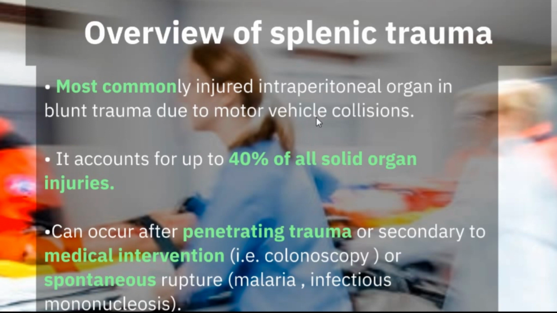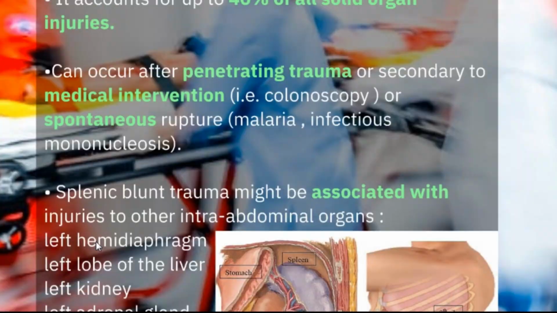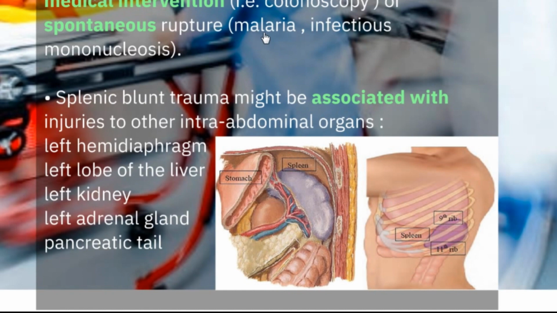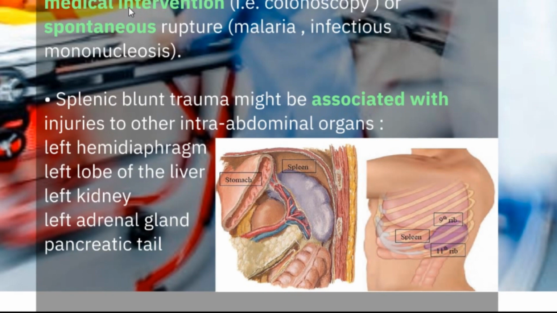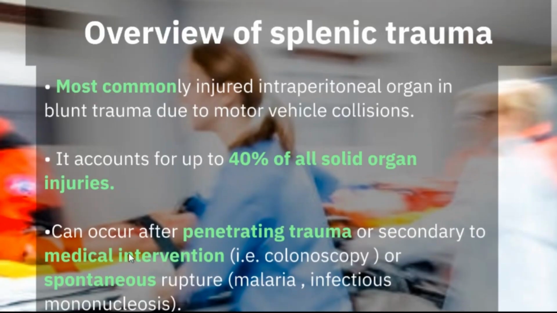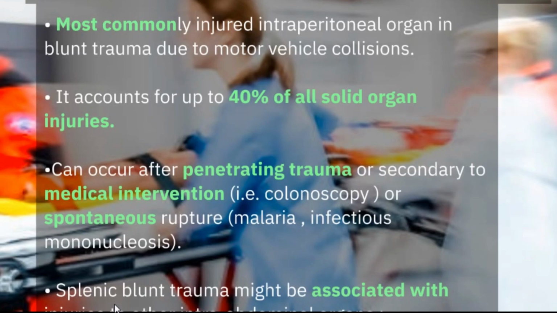Especially blunt trauma due to motor vehicle collision. And so this is the most common. It covers about 40% of all solid organ injury in the abdomen. It's related to splenic trauma. And what are the causes? It's either penetrating trauma or iatrogenic, like, for example, secondary to colonoscopy. Or spontaneous rupture. Sometimes you could have either malaria or infectious mononucleosis or leukemia.